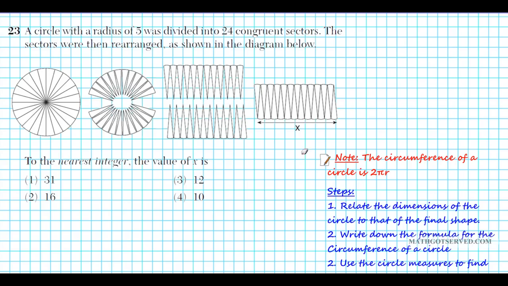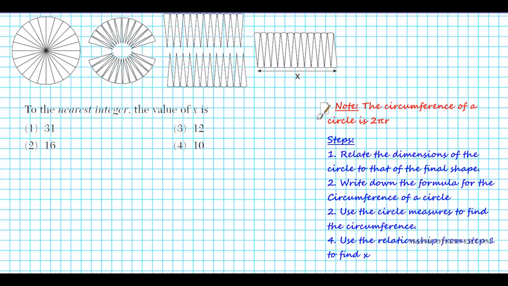Now, one thing you want to note is that the formula for the circumference of a circle is 2 pi r. Okay? Now, the steps we're going to use to find x are as follows. First, we will relate the dimensions of this circle to this final shape right here, whatever that is. Then, we're going to write down the formula for finding the circumference of the circle.